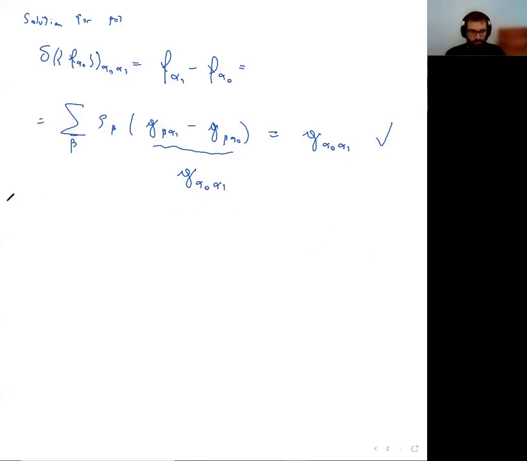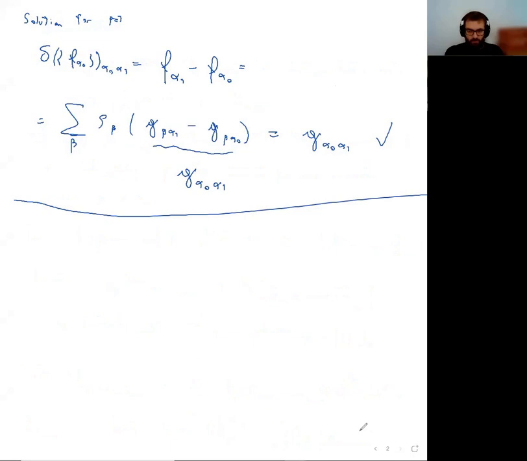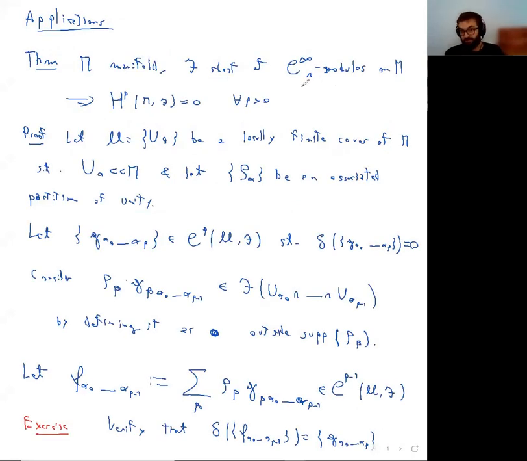Okay, so now we know that every time we have a sheaf of C-infinity modules, then this is always acyclic. So we know a few, of course, such modules. And one such module is, of course, the ring of smooth functions itself.